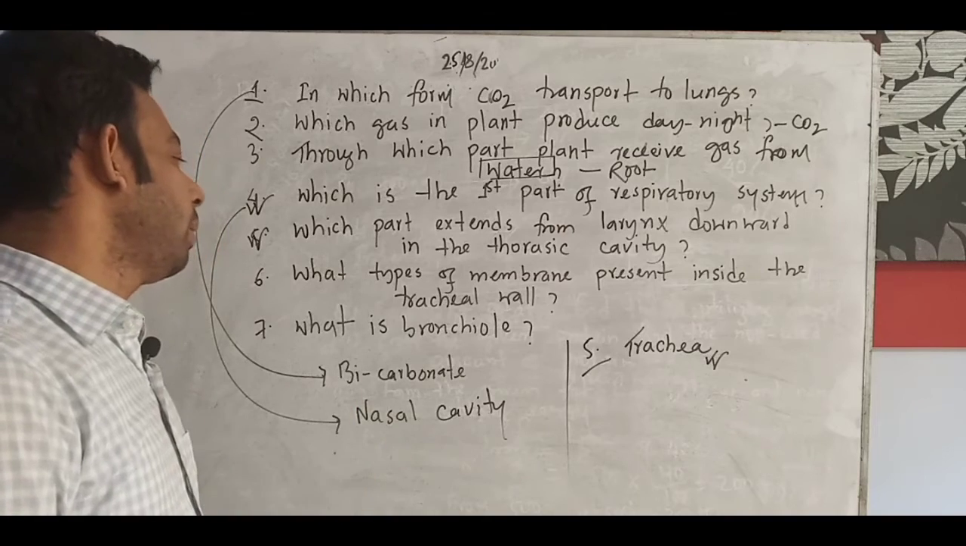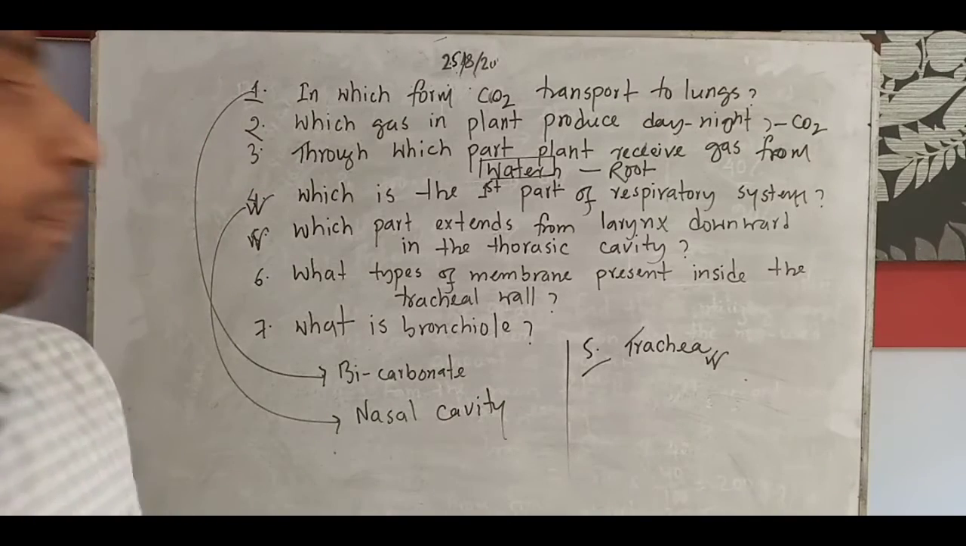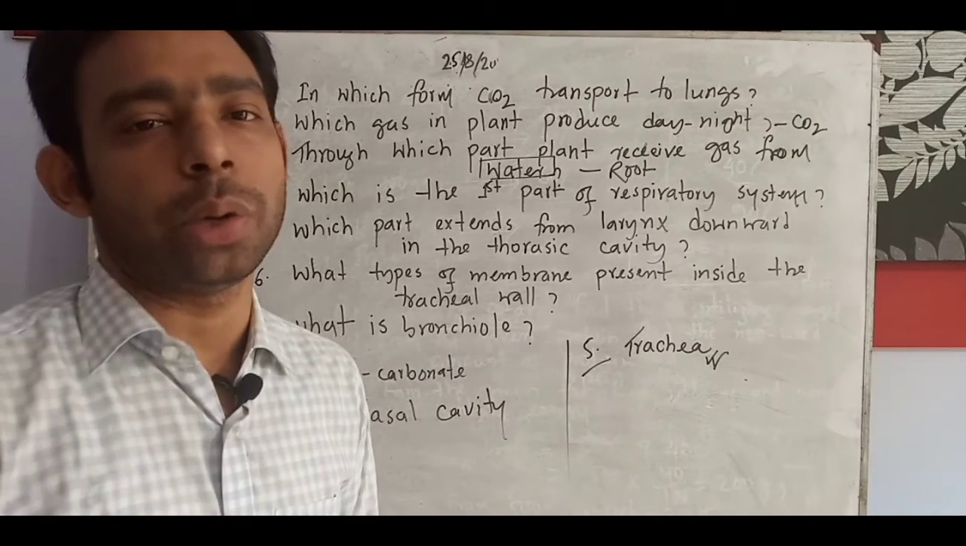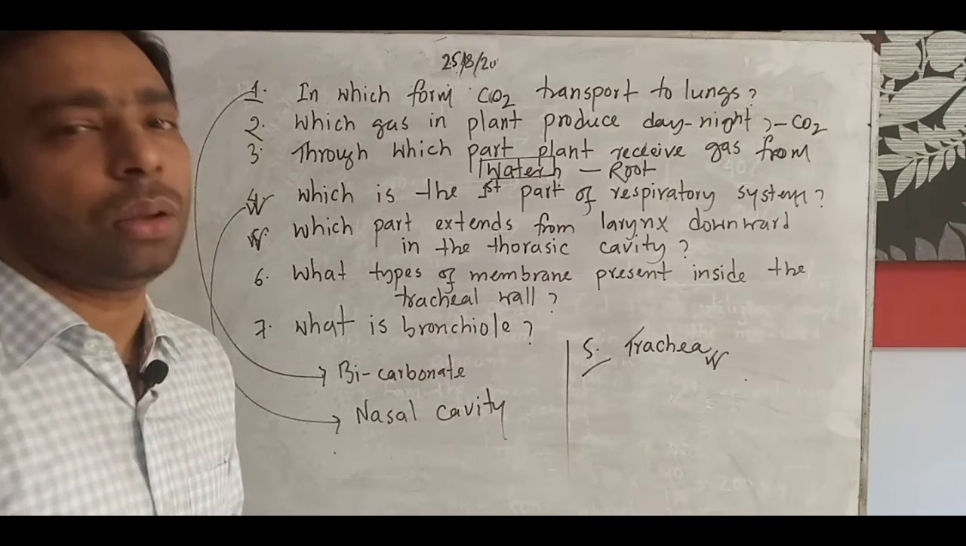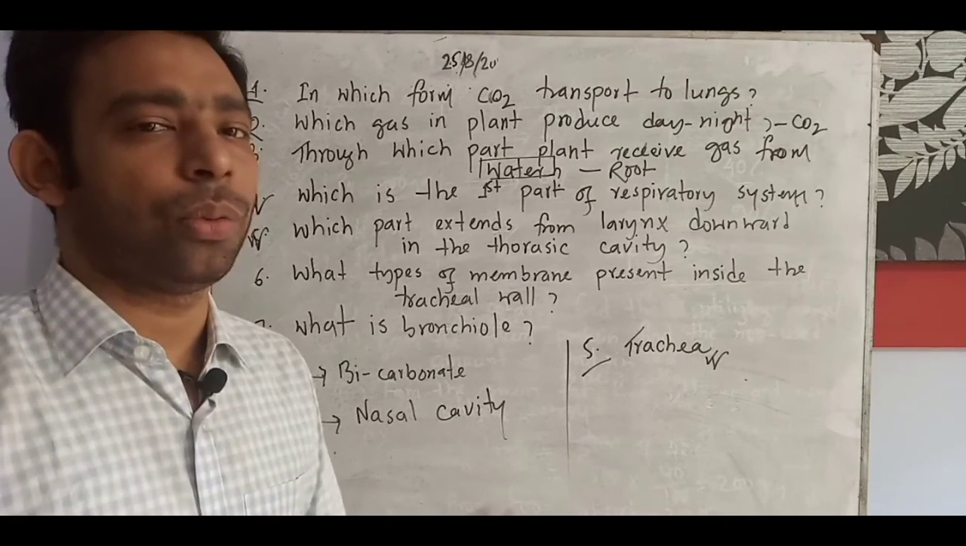Yes. And what type of membrane is present inside the tracheal wall? Everybody is asking for it. What will you write? We know that around the lungs, that is the pleural membrane. In any kind of skin layer, we have seen it also in the human outer skin. But what type of membrane is present inside the tracheal wall?